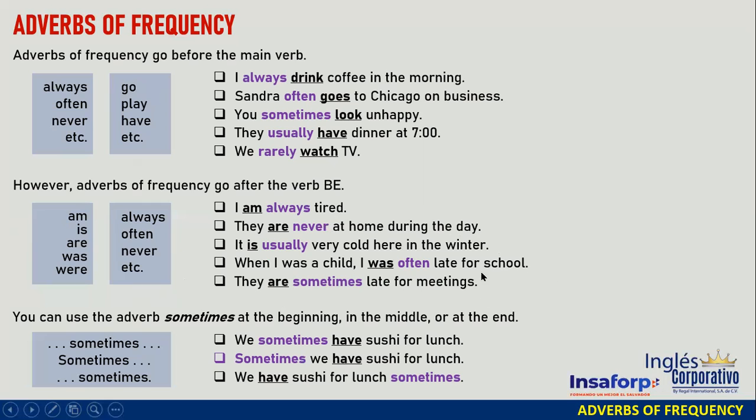Okay? Ahora bien, ¿qué sucede con sometimes, Marce? Bueno, sometimes puede tomar tres posiciones diferentes. Puede tomar la posición entre el subject y el verbo, como en la primera, ¿verdad? Que va entre el sujeto y antes del verbo principal. We sometimes have sushi for lunch. También puede ir al principio, antes de toda la cláusula. Sometimes we have sushi for lunch. O puede ir hasta el final de la cláusula. We have sushi for lunch sometimes.